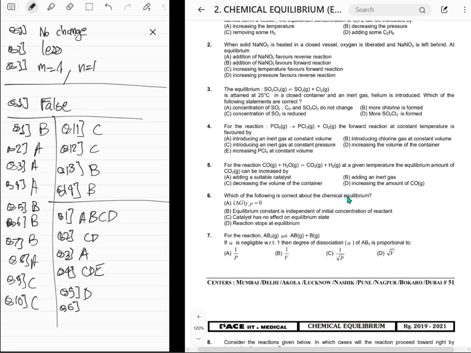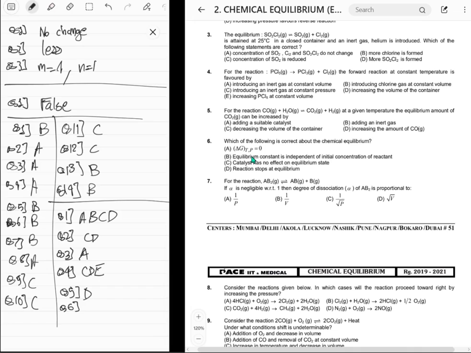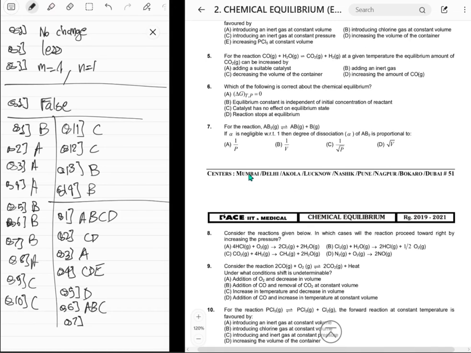Question 6. Which of the following is correct about the chemical equilibrium? Delta G at constant temperature and pressure is 0. Yes, of course. Equilibrium constant is independent of initial concentration. Yes. Catalyst has no effect on equilibrium state. Yes. Reaction stops at equilibrium? No, it doesn't stop. It goes on dynamically. So A, B, C are correct. D is not correct because both forward and backward reactions go at the same rate. It doesn't stop, but as a net effect you can say it kind of stops.